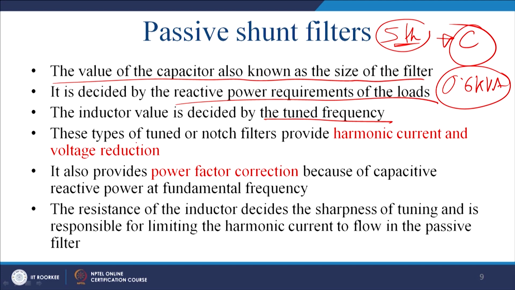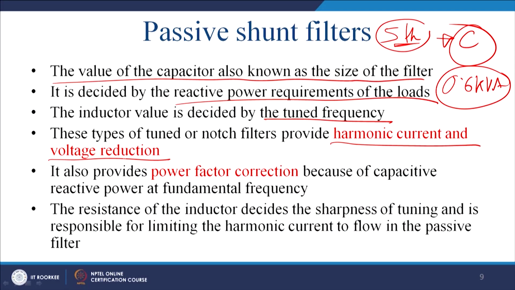This type of tuned or notch filter provides harmonic current and voltage reduction. This is one of the disadvantages of this kind of filter, though you can retrofit it. It also provides power factor correction because of the capacitive reactive power at fundamental frequency. It is providing resonance at the fifth harmonic.